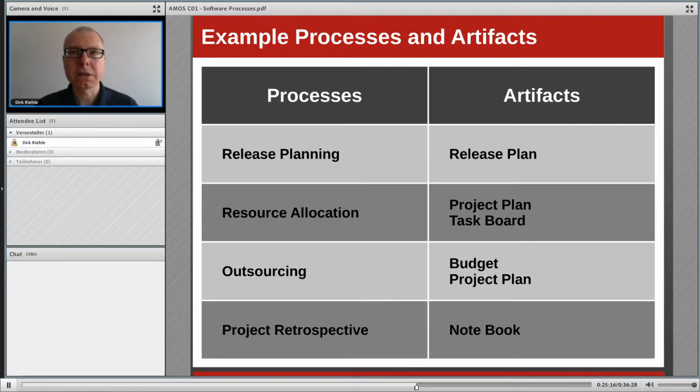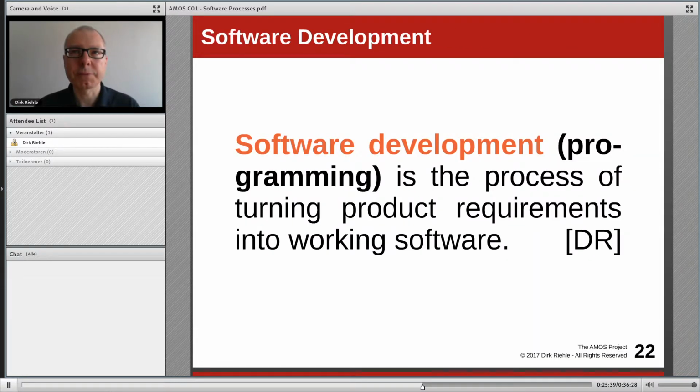There are other processes. An engineering manager may have to deal with an outsourcing partner, and an engineering manager is also often responsible for performing a project retrospective to learn about how to improve the process of software development at a company for the next upcoming project or product development cycle.